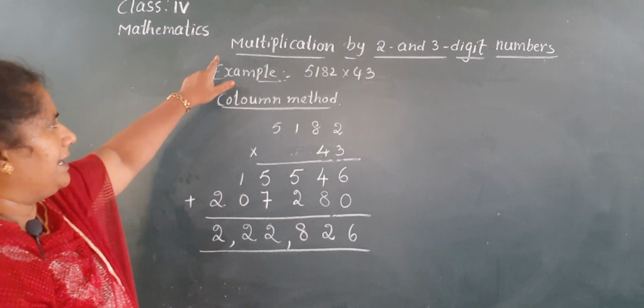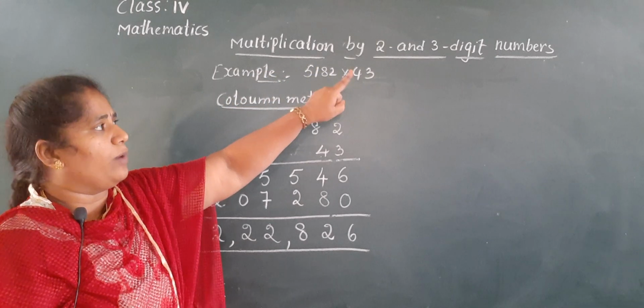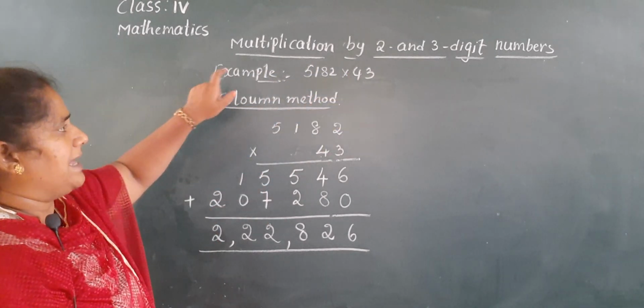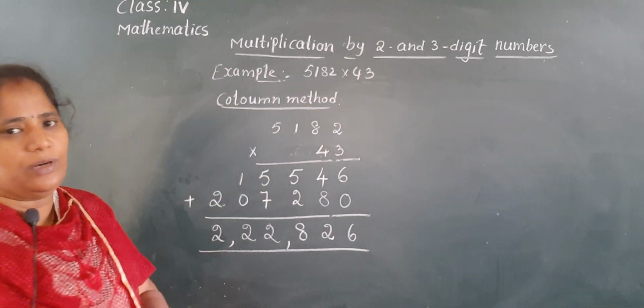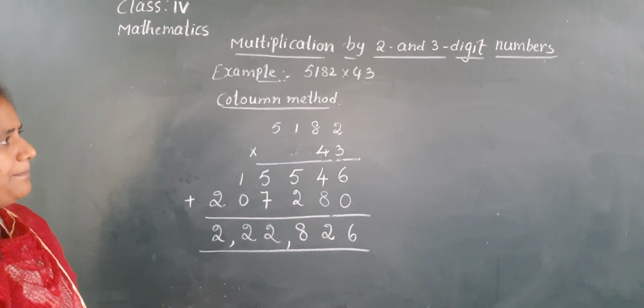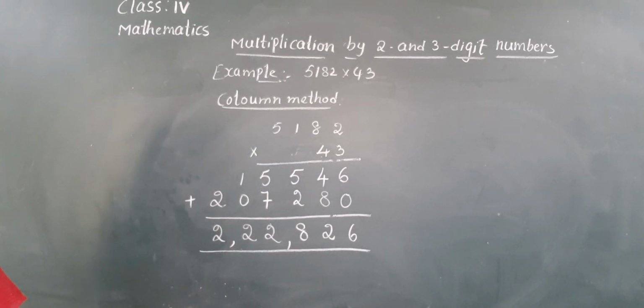Keep the side heading multiplication by 2 and 3 digit numbers. Example, this one, column method. What is this? Column method. Note down in your classwork.